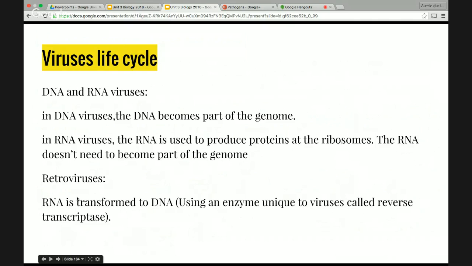Then there's another type of virus called retroviruses, which have RNA. Retroviruses have an enzyme called reverse transcriptase. What retroviruses do is their RNA is transformed into DNA using that enzyme. Then that DNA becomes part of a cell's genome.